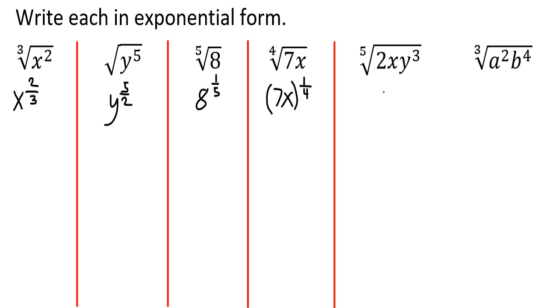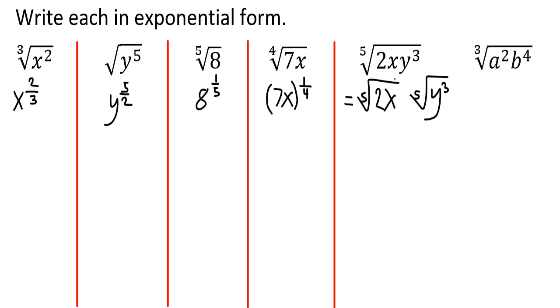Next, the fifth root of 2xy raised to 3. Okay, so napapansin nyo, yung y is may exponent. So, yung exponent na 3 na yan, sa y lang yan. Yung 2 at x, wala yung exponent. So, pwede natin siyang isulat na ganito. The fifth root of 2x, tapos fifth root ng y raised to 3.